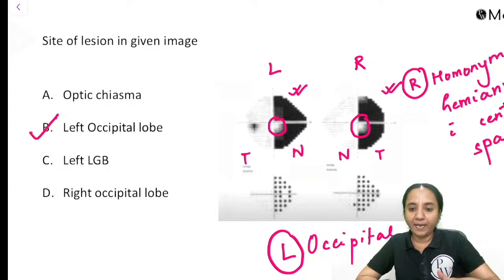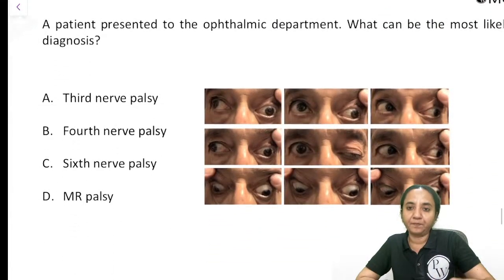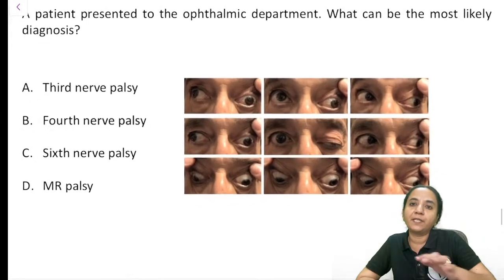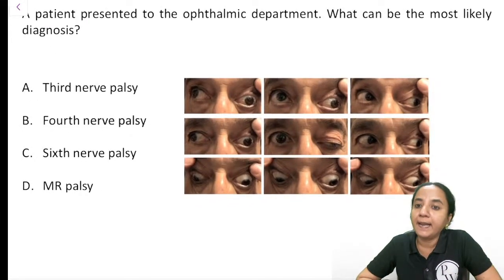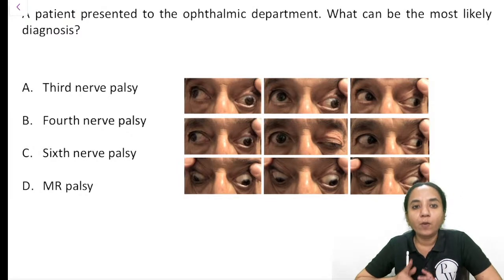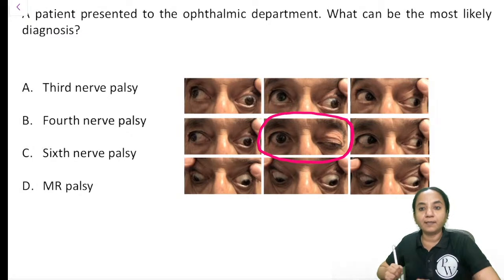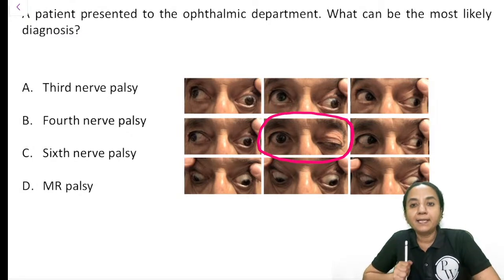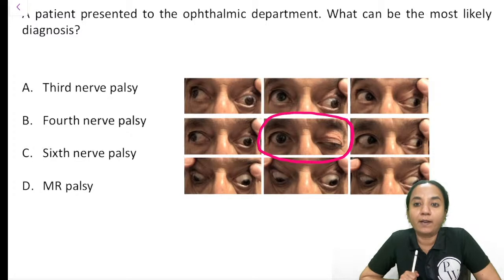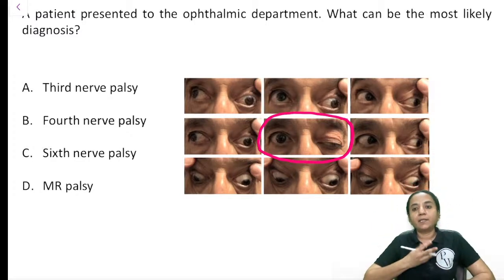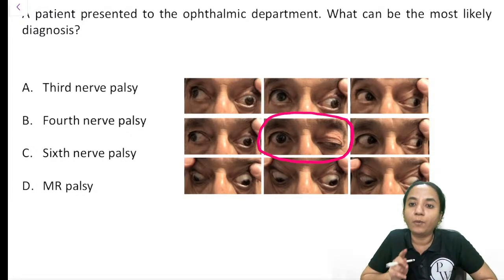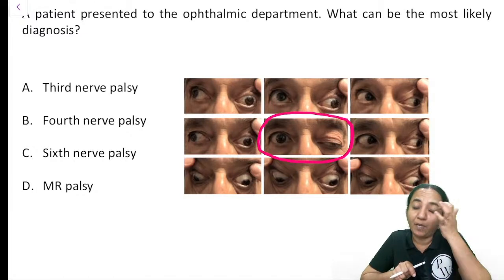Shall we go to the next question? A patient has presented with this picture. This is like a 9-gaze photograph. Whenever we have a 9-gaze photograph, we have to look at the central picture, because that helps us identify the primary position, and it helps us understand which is the affected eye. If you look at the other pictures, you might get confused. So always look at the central picture, which is the primary position.